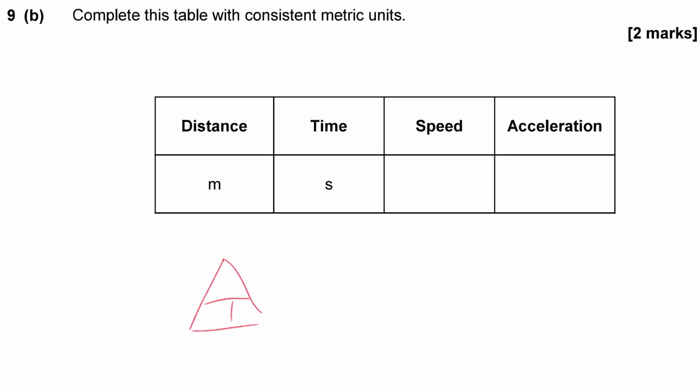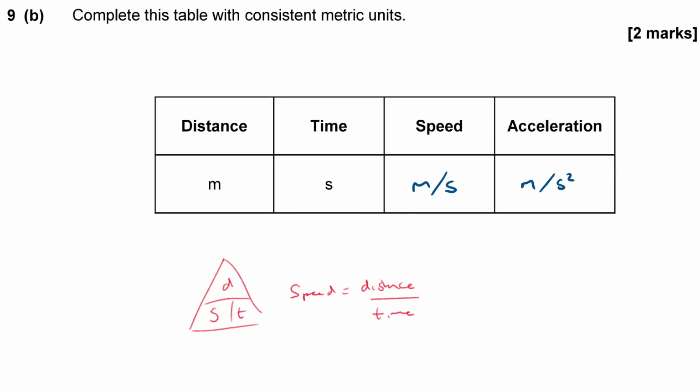Some people remember this using the DST triangle, distance, speed, time. So speed is equal to distance divided by time. So if my distance is in m and I divide it by s, then I'm going to get as my units m divided by s, or meters per second. Okay? And acceleration is meters per second squared.